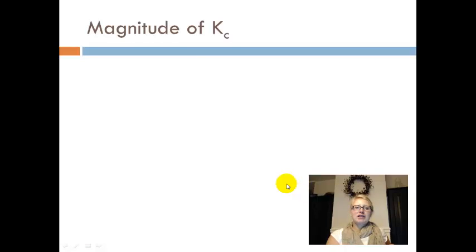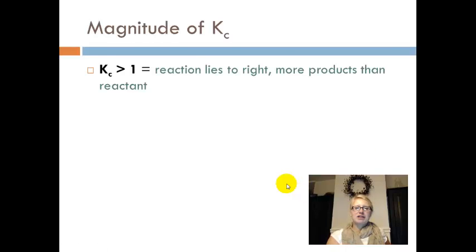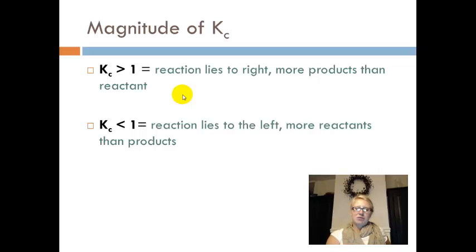So what can Kc tell us? Well, the magnitude of Kc is really important. If Kc is greater than 1, that means that the reaction lies to the right and that there's more products than reactants, even though it's still at equilibrium. If Kc is less than 1, the reactants lie to the left. The reaction lies to the left, meaning that there's more reactants than products, even though, again, the system is still at equilibrium.